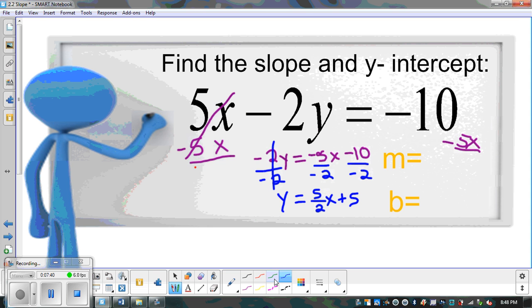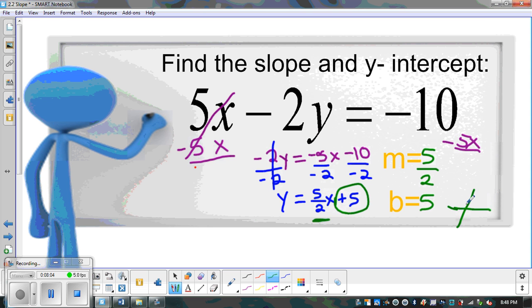Now, much easier to identify the m and the b. The slope is the number attached to the x. That's rise 5, run 2. The b, the y-intercept, right here on the end, positive 5. The reason we want these two pieces of information is because coming up in our next section, it's going to be super easy to graph these.